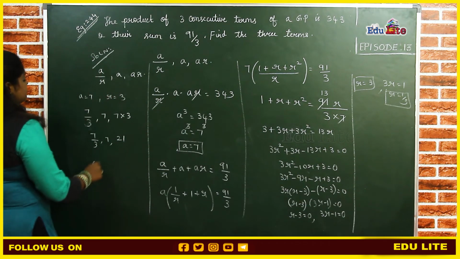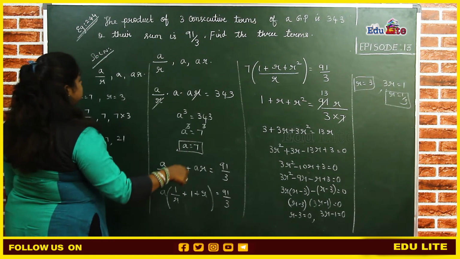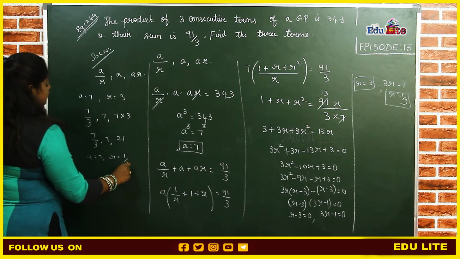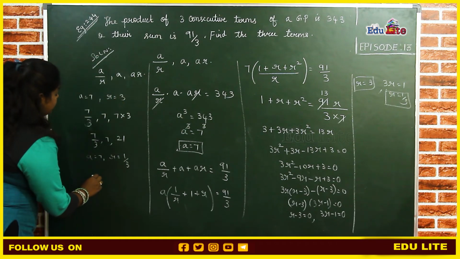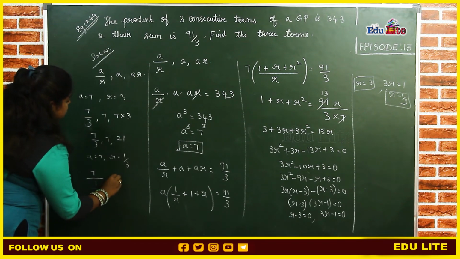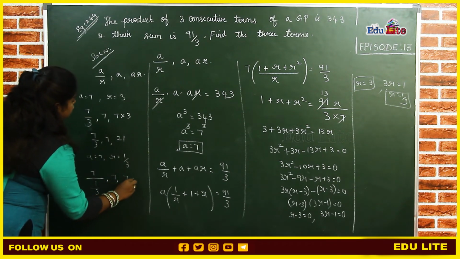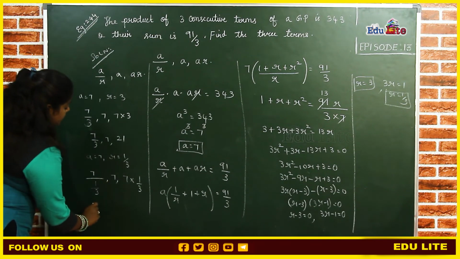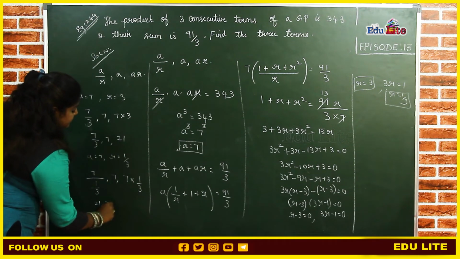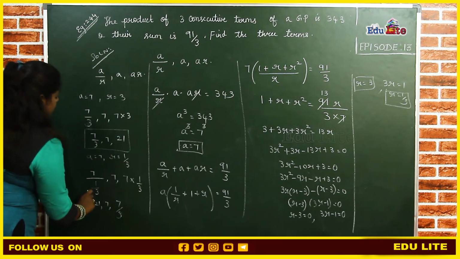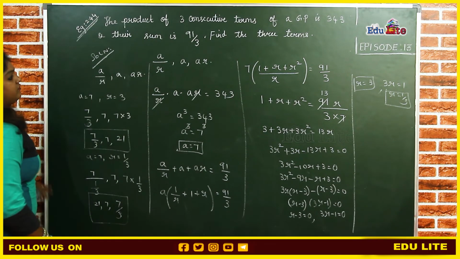So now we have to find the three terms when r is equal to 1 by 3. A equals 7, r equals 1 by 3. Let us substitute in these three terms. A value is 7 by r value is 1 by 3, a value is 7, a into r is 7 into 1 by 3. Therefore, if we reciprocate, this will become 21, 7, 7 by 3. So these are the three terms. We have found it.